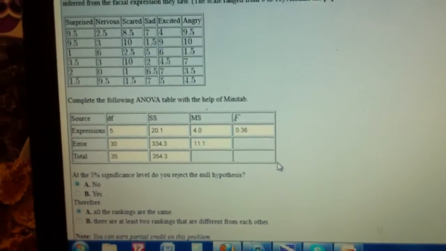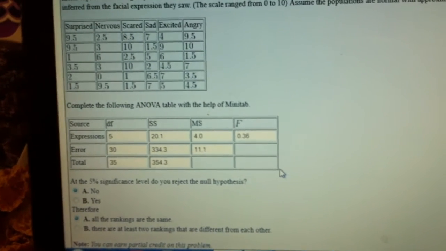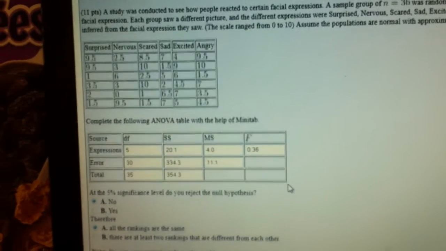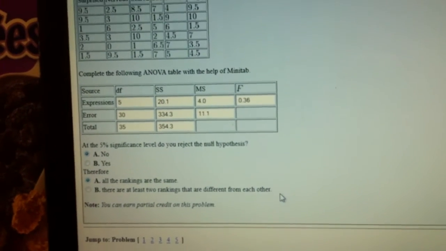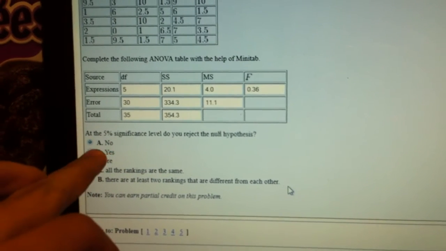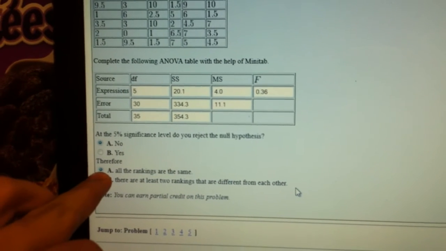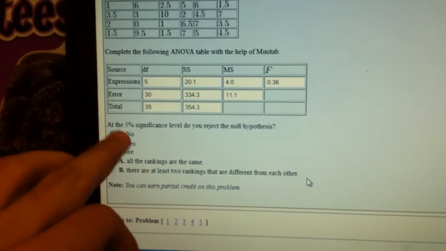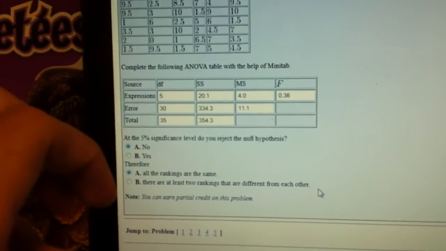This last question you won't be able to do without Minitab, so I suggest you either call someone who has Minitab, or I guess you won't be able to do it. And then this answer is going to be no, and that's going to be all rankings are the same for sure. Those are for sure, so just keep them like that. But for that table, unless you have Minitab, you can't do it.